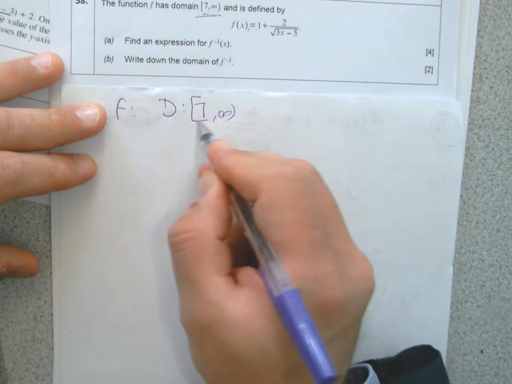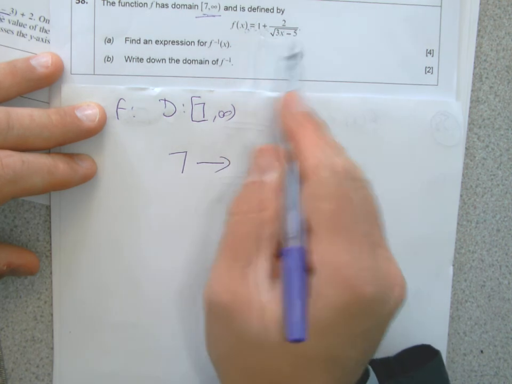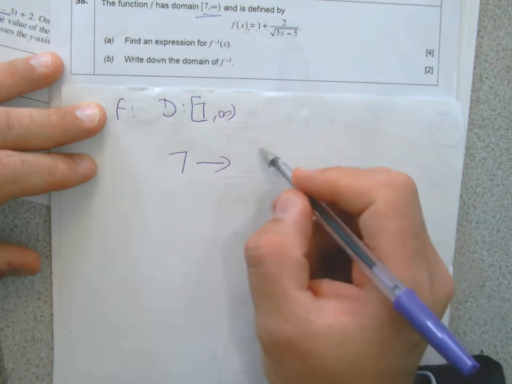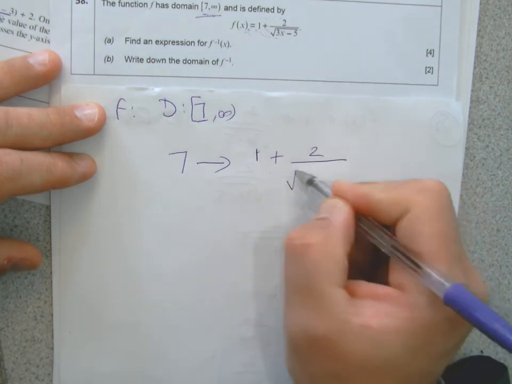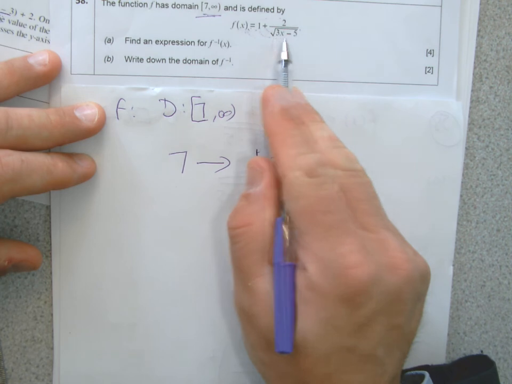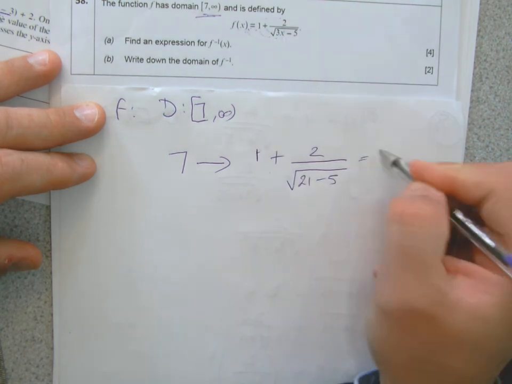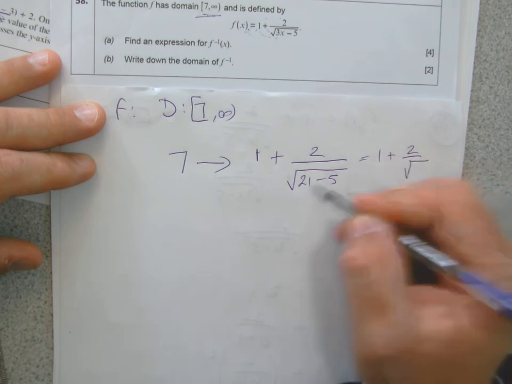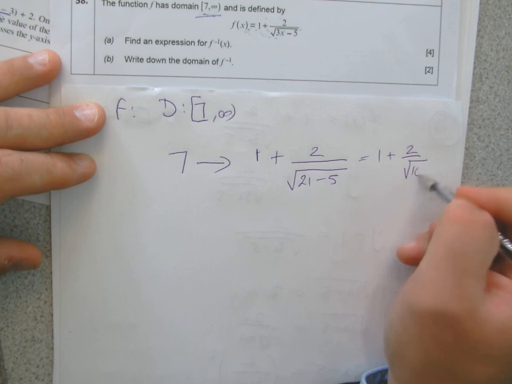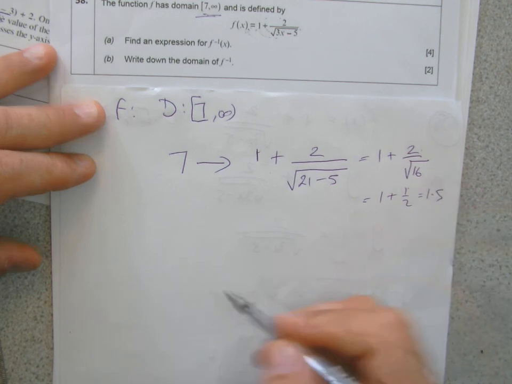So let's deal with this 7 first. If we put 7 into this function, if we work out f of 7, and we can do that because it belongs to the domain, we'd have the square root of 3 times 7, and 3 times 7 is 21, take away 5, which is the square root of 16. So that would equal 1 plus 2 over 4, which is a half. So that'll be 1.5. Okay, so that's what happens there.